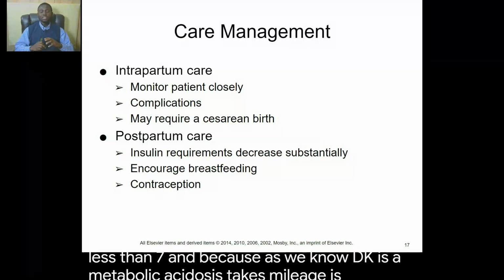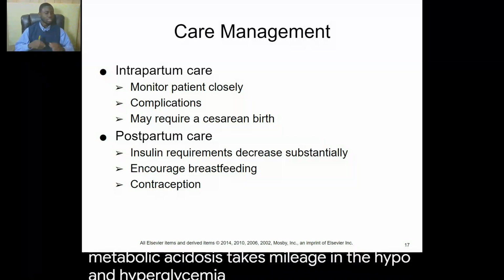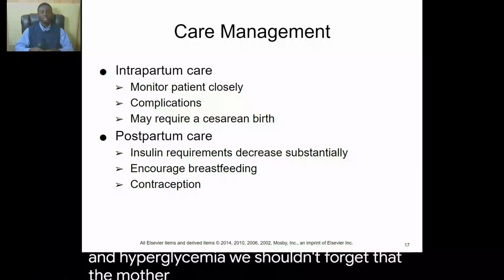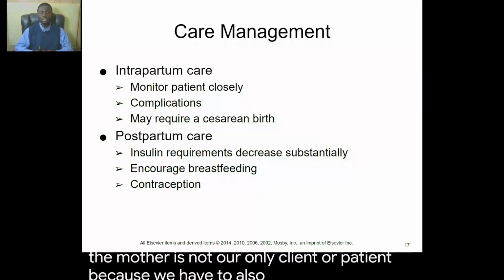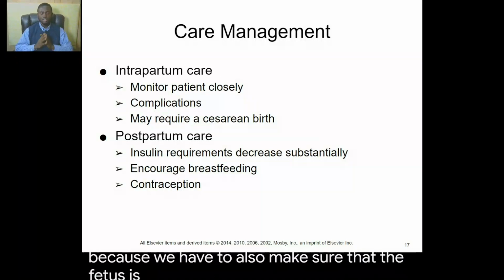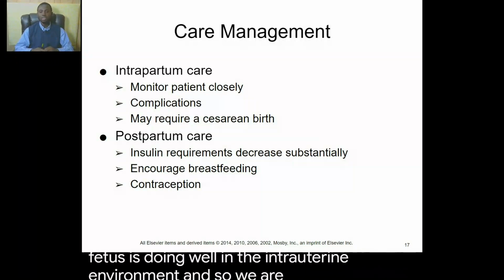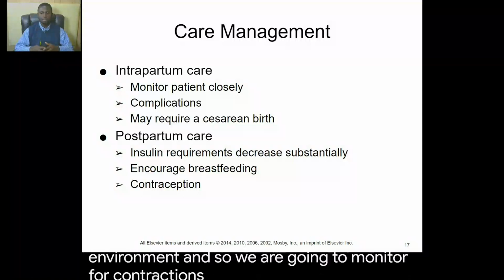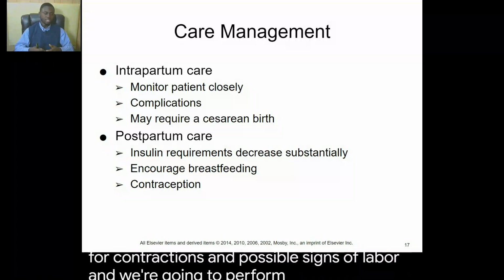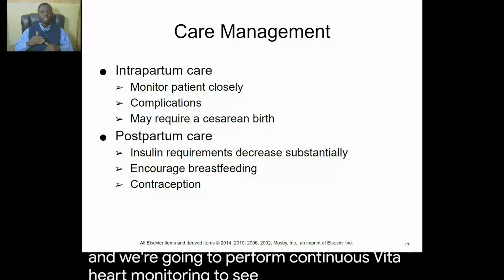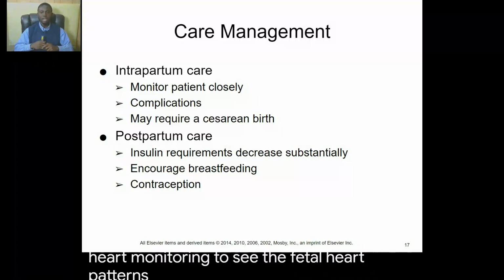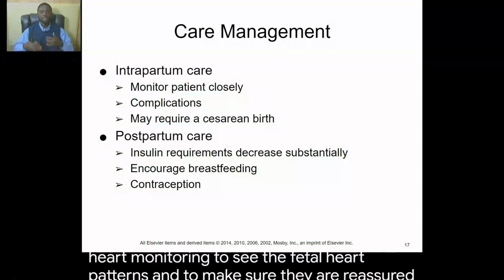While managing the hypo and hyperglycemia, we shouldn't forget that the mother is not our only client or patient, because we have to also make sure that the fetus is doing well in the intrauterine environment. And so we are going to monitor for contractions and possible signs of labor. And we're going to perform continuous fetal heart monitoring to see the fetal heart patterns, to make sure they are reassuring or normal.